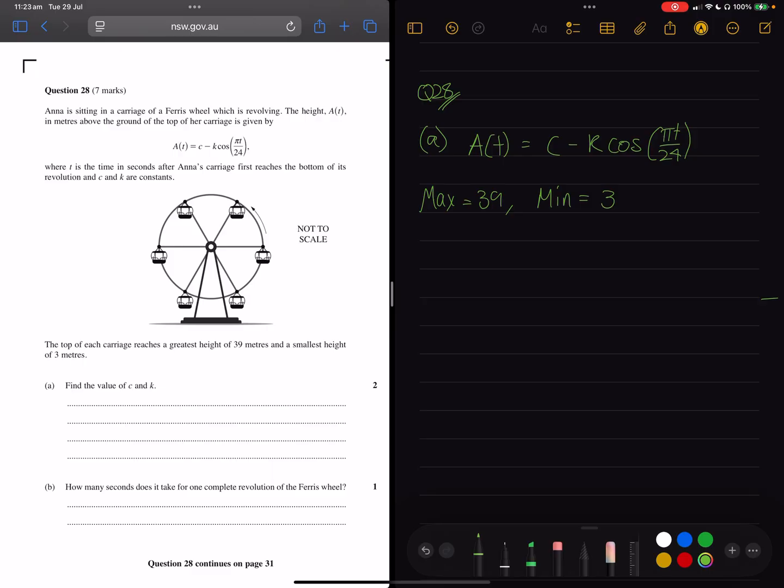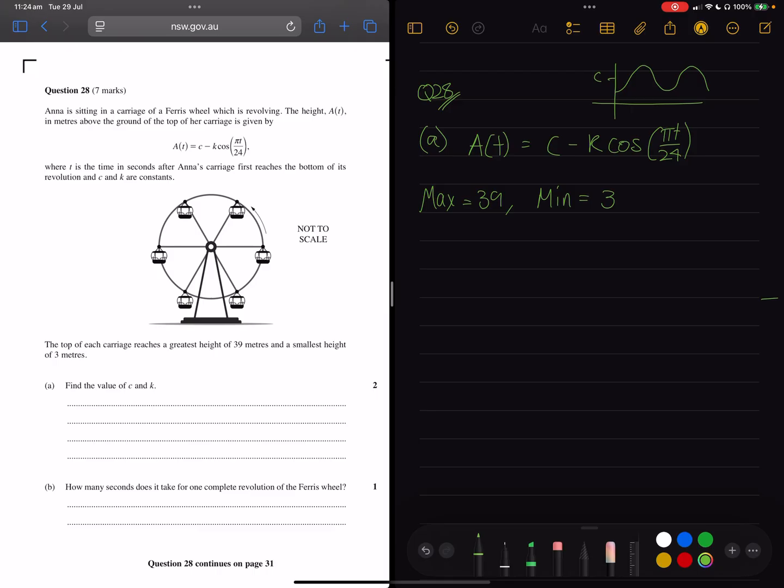Now the c value is going to be the value exactly halfway between these, because this is a shifted negative cosine. So if we draw a little graph like this, it's centered at c. It's a cosine, but it's negative, so it oscillates like this. So the min will be c minus the amplitude. The max will be c plus the amplitude. So if we find the difference between max and min, half of that is going to be the amplitude. And it's also going to give us c.